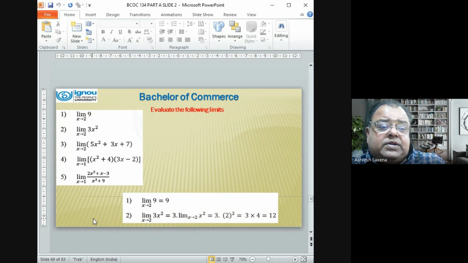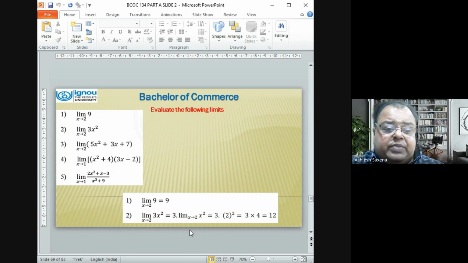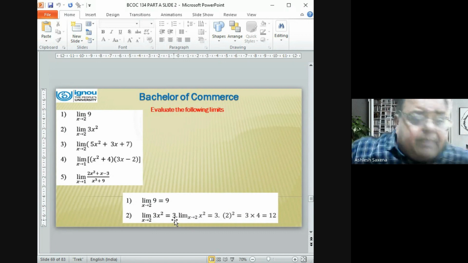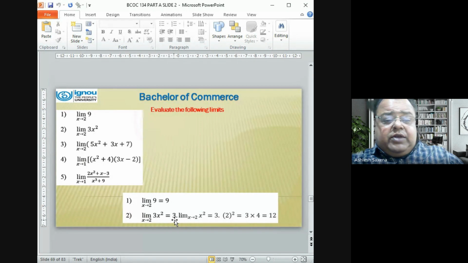Your first problem is limit x tends to 2 of 9. We don't have any term related to x, so its answer will be 9. Now the second one is limit x tends to 2, 3x squared. Simply replace, or there are two options: take 3 out in front of the limit x tends to 2, x squared. Apply x equal to 2. You will get 3 into 2 raised to the power 2, that is 4. 3 into 4 is 12.